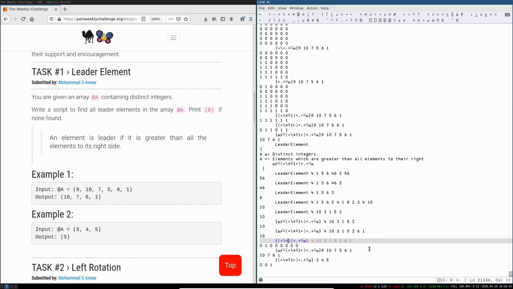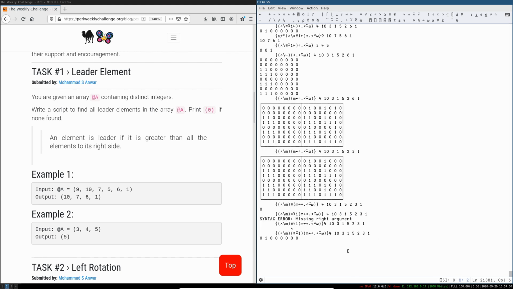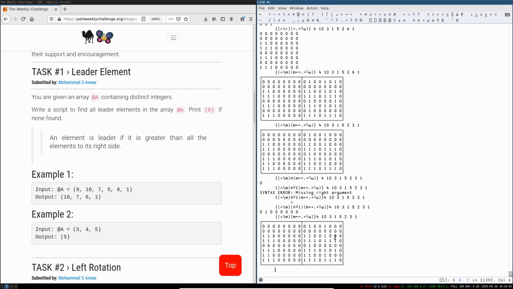Let's just compare. 10 is greater than all the ones to its right. Yeah. 3 is not, 1 is not. 5 is greater than all the ones to its right, and 3 is greater than all the ones to its right. So why did it work on this guy? Because 9, 10, because they were only descending, I think. So my logic was full of it.